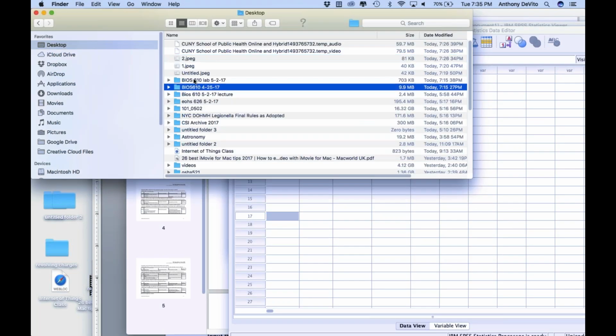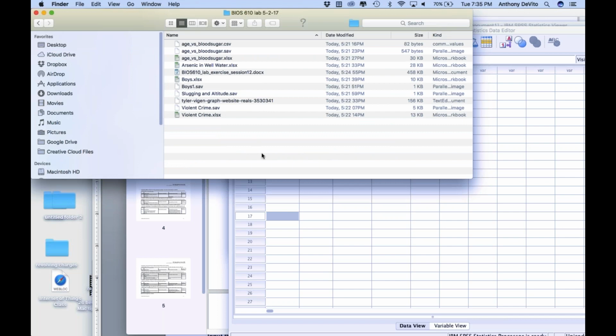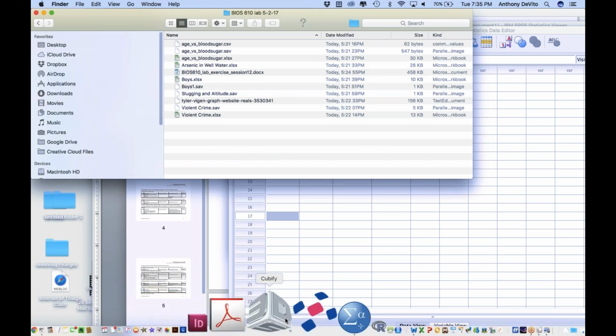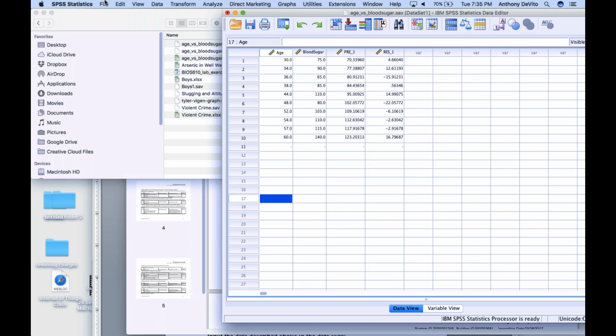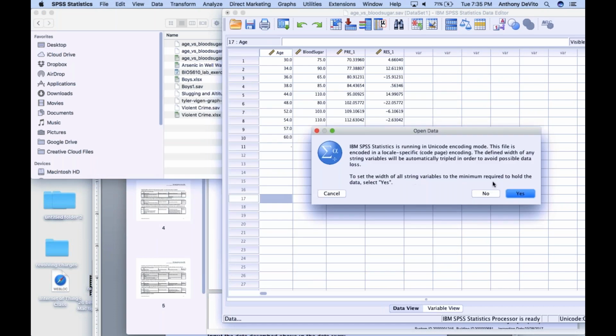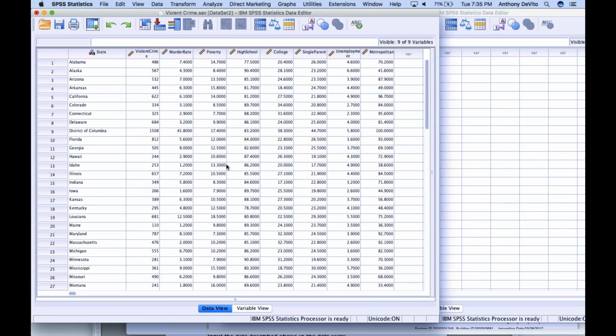Let's see what else I have here. I'm going to open up violent crime. This is 51 states, including the District of Columbia, and it has the rates of violent crime, the murder rate, poverty rate, unemployment rate, and so on and so forth. All numerical variables. Unemployment rate might be a percentage, the percentage of people with a college degree or some college, some measurement of poverty, the percentage of people below the poverty line, and so on.